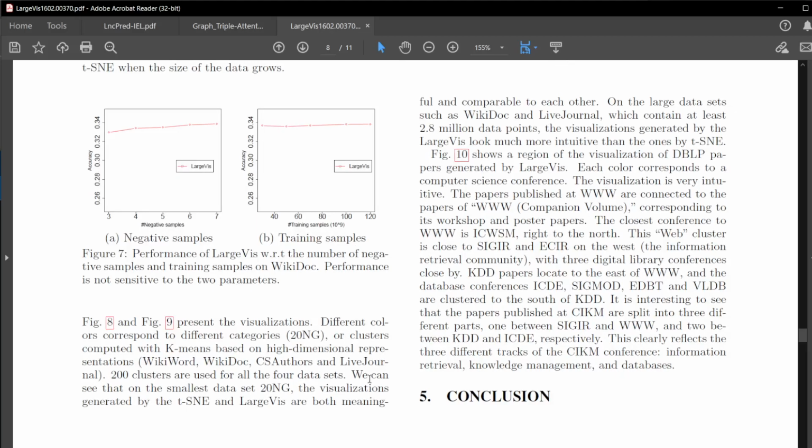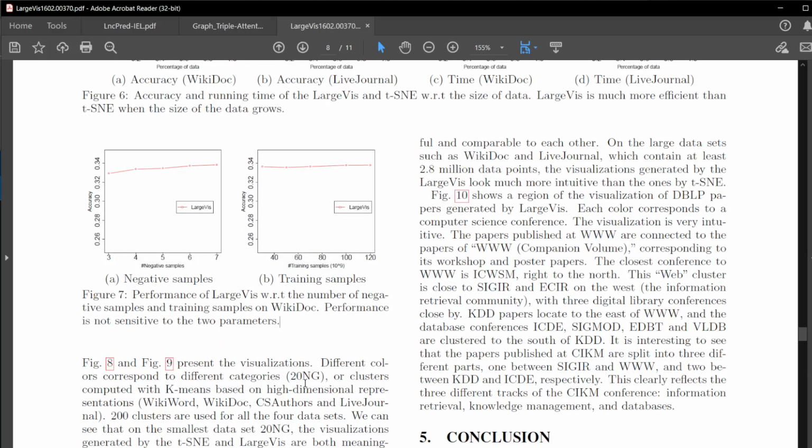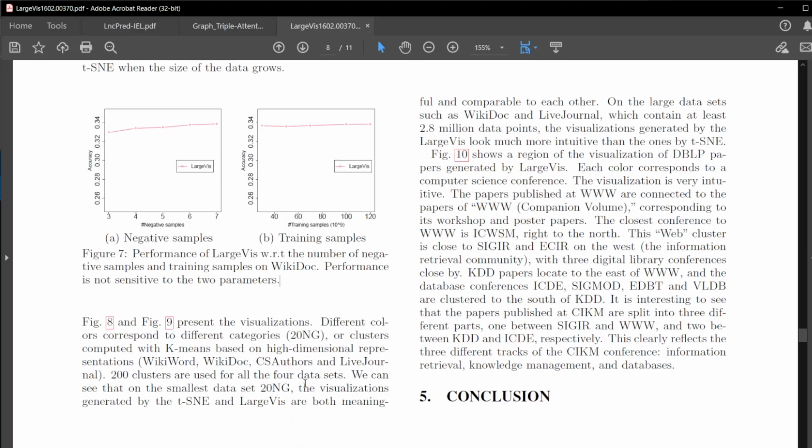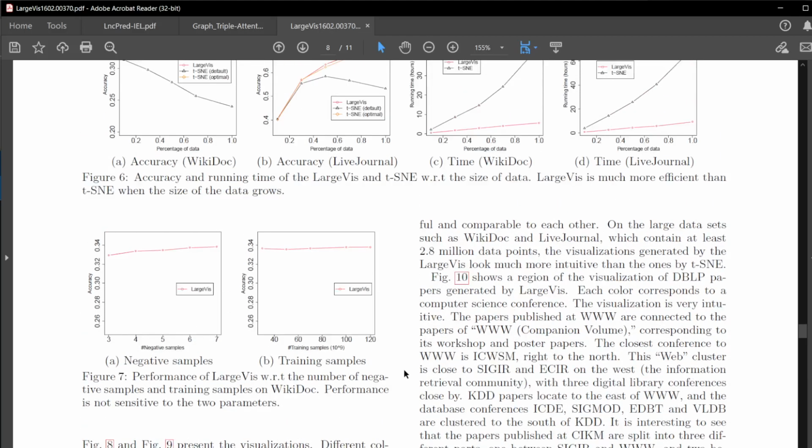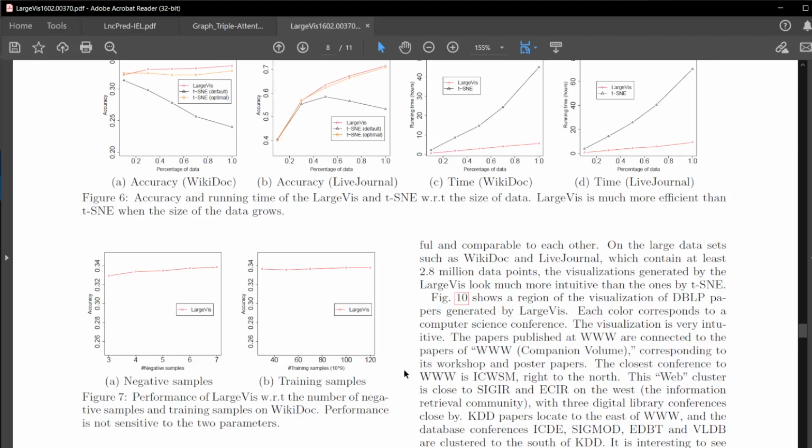Figure 8 and Figure 9 present the visualizations. Different colors correspond to different categories, for 20ing, or clusters computed with k-means based on high-dimensional representations, for Wiki-Word, Wikidoc, CS authors and LiveJournal. 200 clusters are used for all four data sets. On the smallest data set, 20ing, the visualizations generated by t-SNE and LargeVis are both meaningful and comparable to each other. On the large data sets such as Wikidoc and LiveJournal, which contain at least 2.8 million data points, the visualizations generated by LargeVis look much more intuitive than the ones by t-SNE.